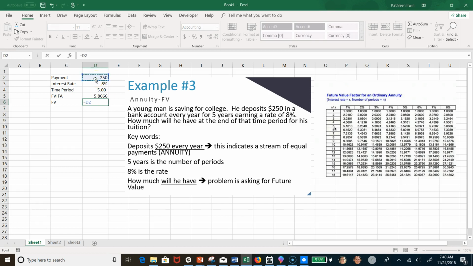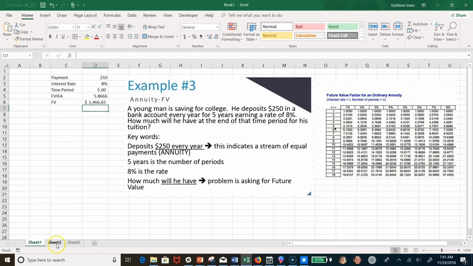And then to calculate our future value, we're going to simply multiply as we've done in the previous videos. So we're going to do this times our FVIFA. And the value of our annuity over a 5-year period is $1,466.65. So if we were to deposit $250 every year for 5 years, we would have $1,466. Okay, so let's cross-reference that with Excel.